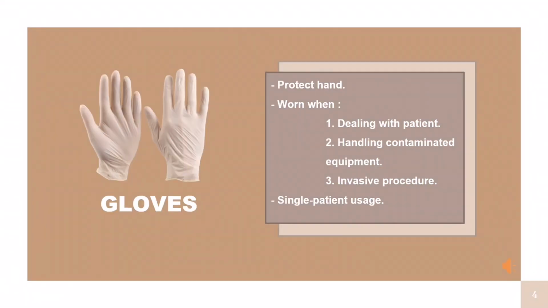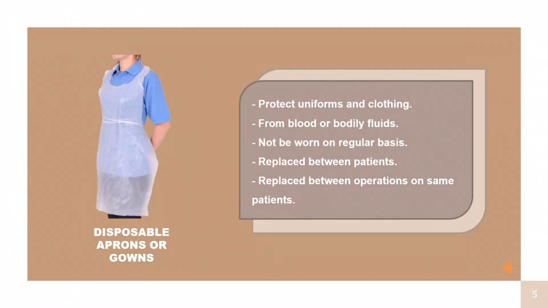In hospitals and healthcare systems, a variety of personal protective equipment is employed. The first is gloves, which provide protection to the hand and should be worn when dealing with patients, when handling contaminated equipment, and when performing invasive procedures on patients such as surgery. Gloves are intended for single patient usage only and should be properly disposed of before treating another patient.